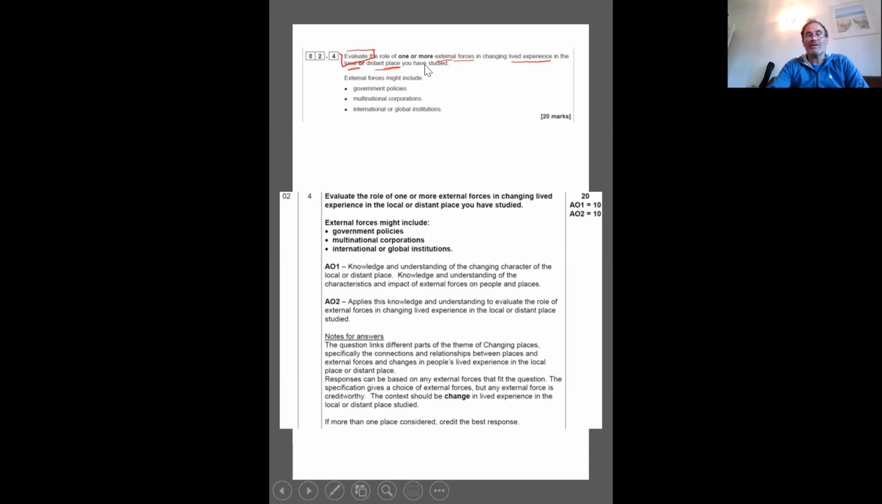But it says evaluate the role. So we have to be careful here, not just doing one big rambling case study. You're evaluating one of these. So let's pretend you've just done the government policy and you're talking about the Urban Development Corporation, the Enterprise Zone, if you want to include that as well, the Isle of Dogs. So what you're doing is you're just saying, well, what did it actually do?